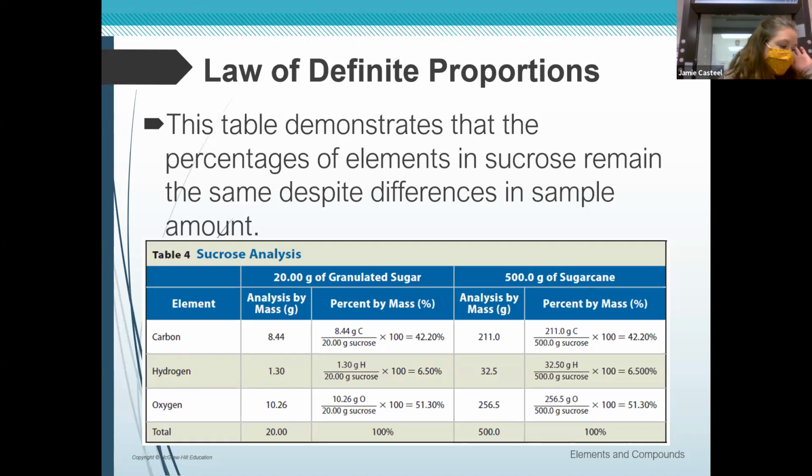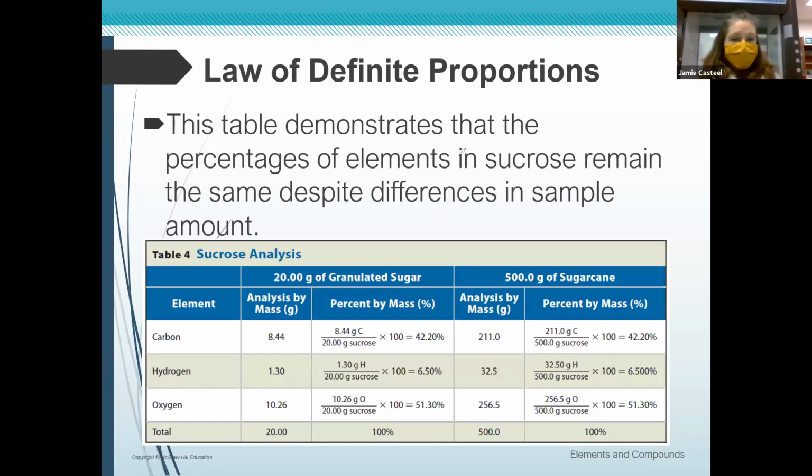It tells us that our first sample, which is 20 grams total, has 8.44 grams of carbon. You with me? If it's a 20-gram sample, 8.44 grams of that are carbon. Now take a look. They put the mass of the element over the mass of the compound times 100. So we're going to practice that. Type in 8.44 divided by 20 times 100. Let's see what we get. Okay, so we got 42.2.